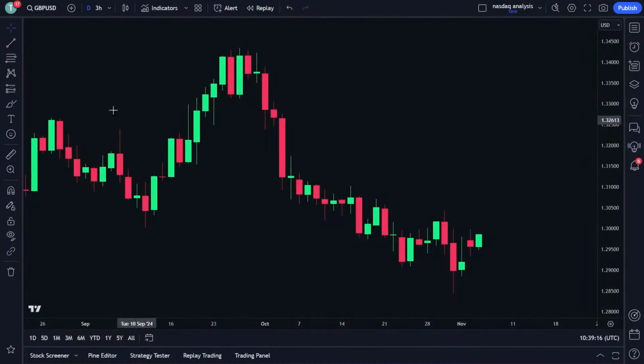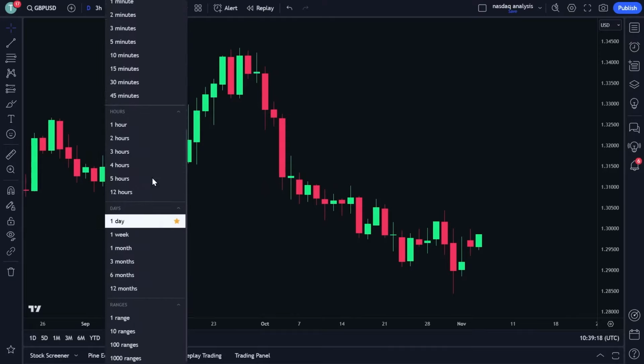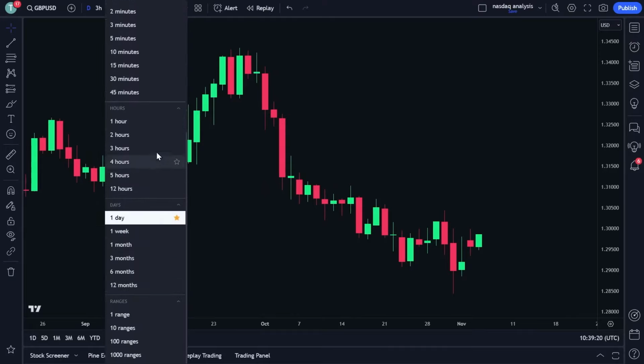To start, you'll want to prioritize higher time frames. Any time frame at or above the 1-hour chart is better. This is because candlestick patterns are generally much less effective on lower time frames.